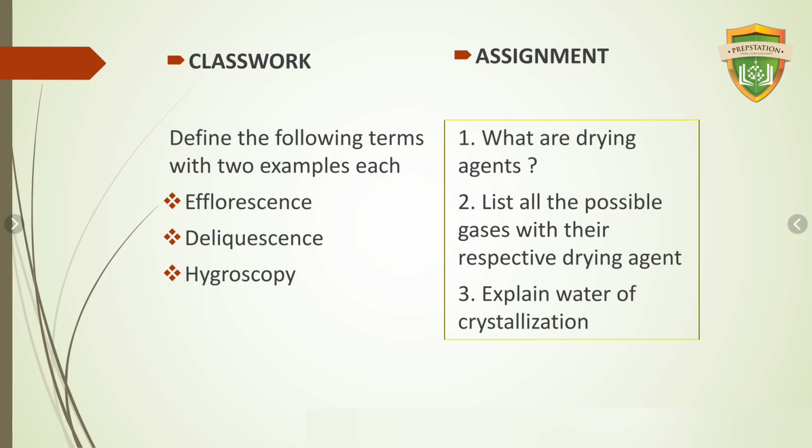Okay, take it as assignments. So you're going to define what is efflorescence. Don't forget, I said all these are processes: efflorescence, deliquescence, hygroscopy. Okay, your assignment is to go and look for what are drying agents and list all the gases and their respective drying agents.